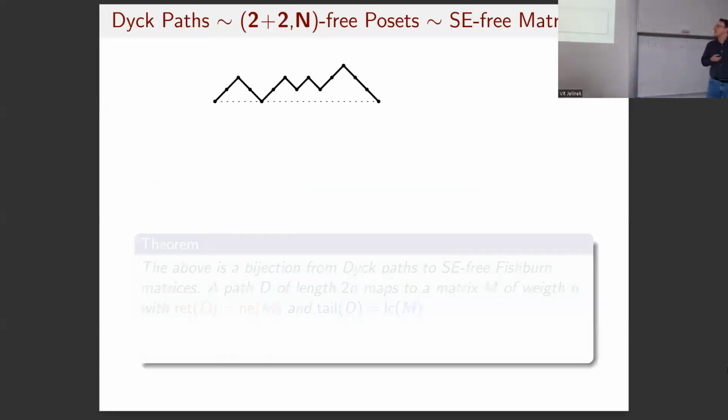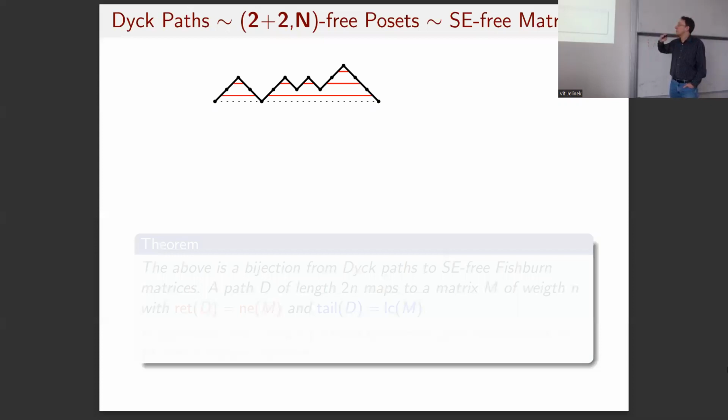So how do I translate from a Dyck path to a 2 plus 2 and N-free poset, and from there I can easily go to SE-free matrices. So I've been given a Dyck path. First thing I do is define the so-called tunnels in a Dyck path. That's standard terminology, and the tunnels are the red segments that you see here. Every tunnel connects the midpoint of an upstep with the midpoint of the opposing downstep, as in this picture.